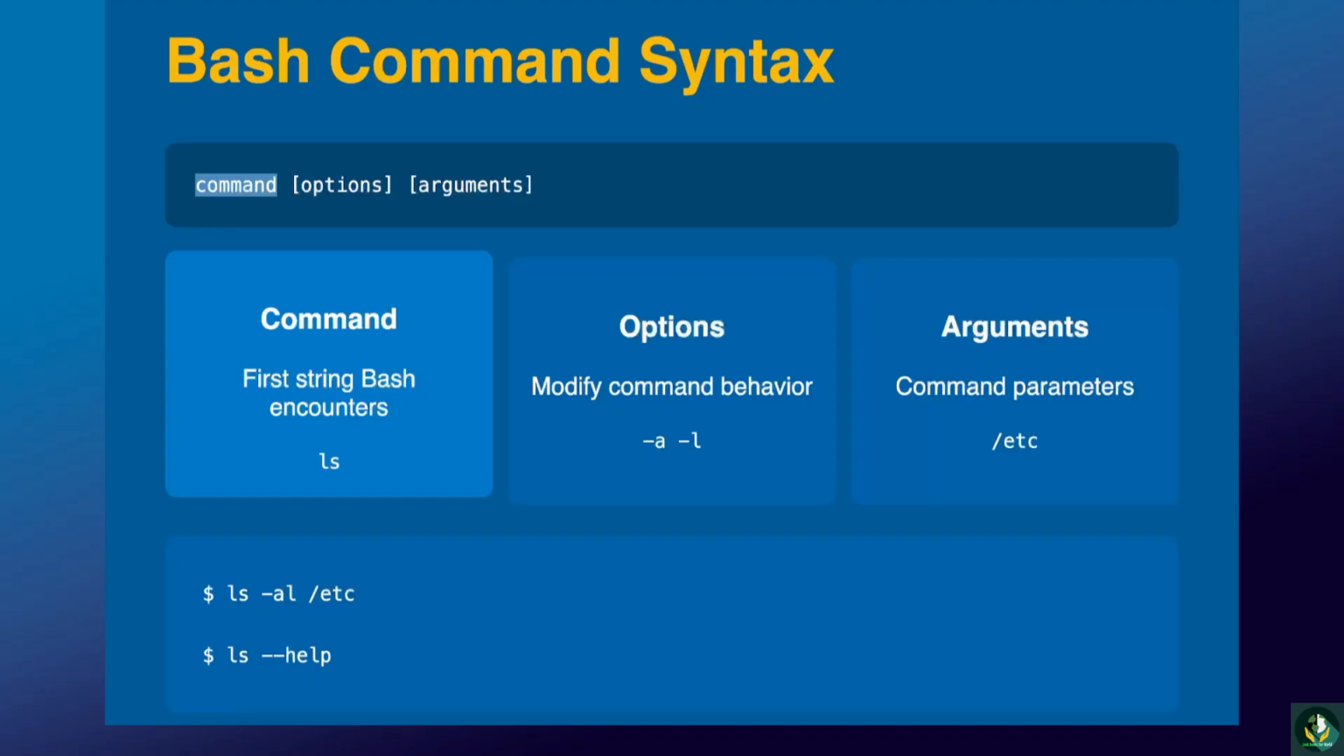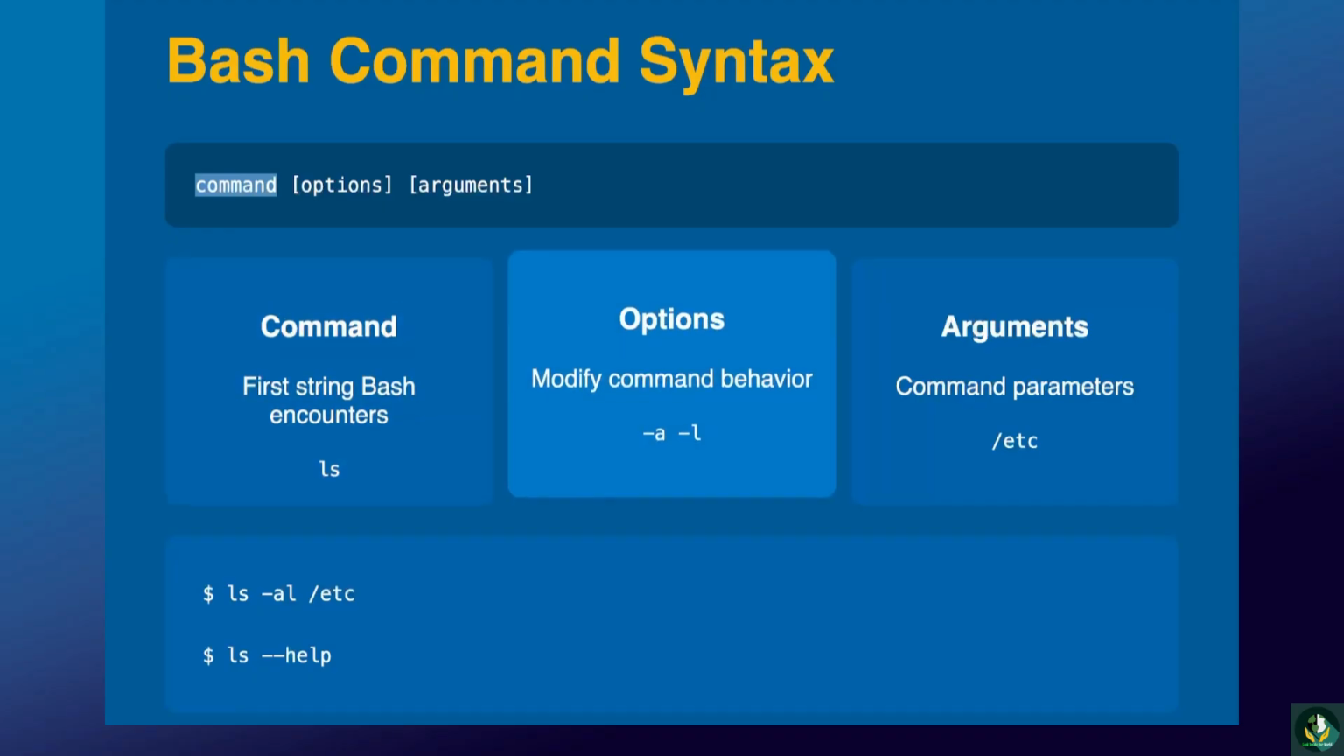Following the command, options modify how the command operates. These options start with a hyphen and can be combined for efficiency. For instance, ls -a will show all files including hidden ones, while ls -l will provide detailed information. These options can be combined as ls -la or ls -al to achieve both effects simultaneously.